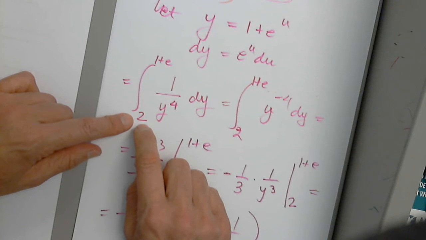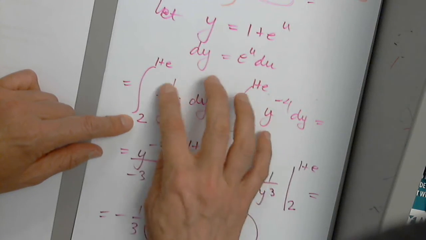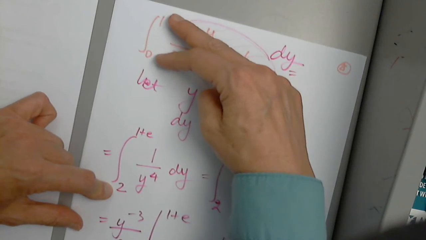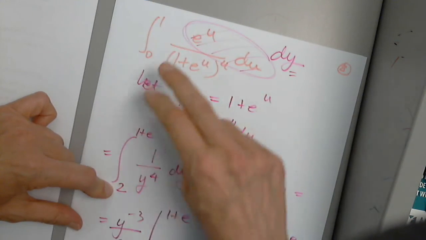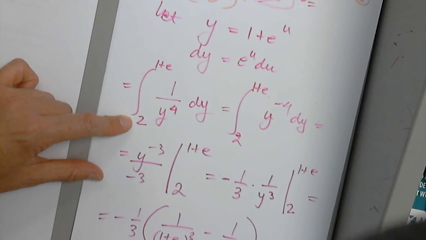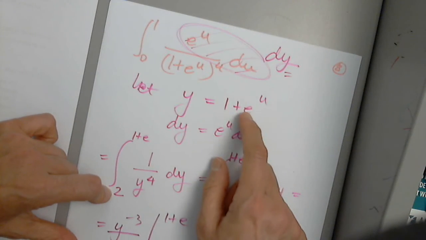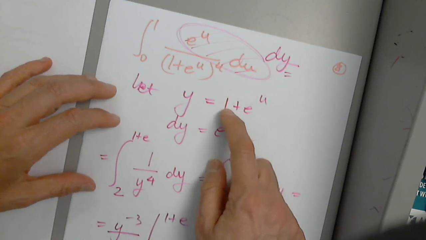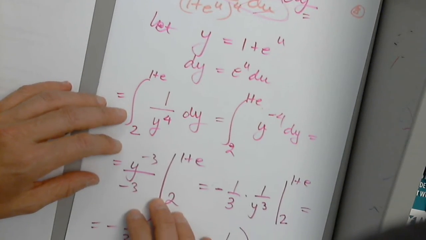So you plug in. I have to. This is a new integral in terms of y. I cannot copy the limits of integration for x. These are the limits for x. I have to determine the limits for y. Okay. So when I plug in 1, e to the first power is e. e plus 1 is e plus 1.